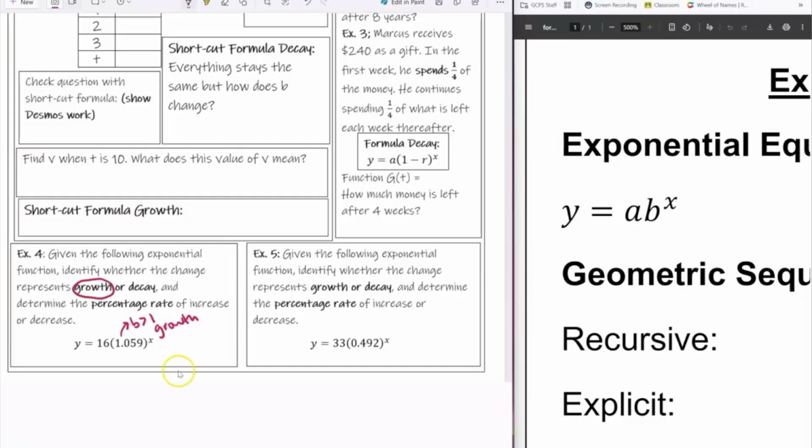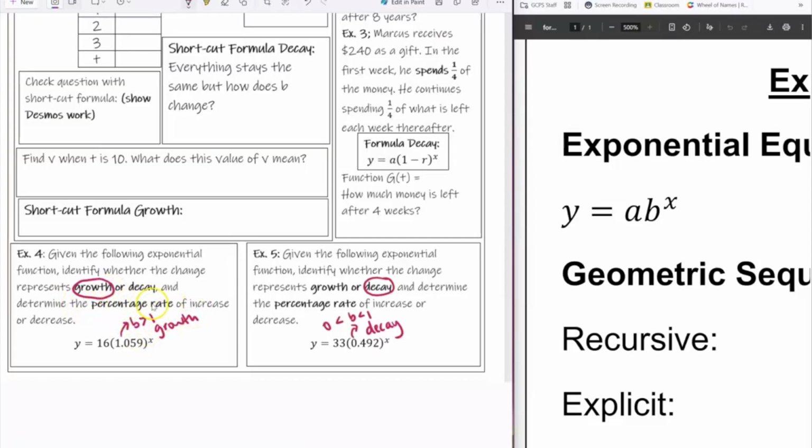All right, might as well look at example 5 at the same time. Is this growth or decay? Well, because it's not greater than 1, it's between 0 and 1, it is decay. So if b is between 0 and 1, then it is decay. And once again, if you do not understand this notation, please write it out in words so that you can understand. All right, so now what I need to do is make it back into percent.